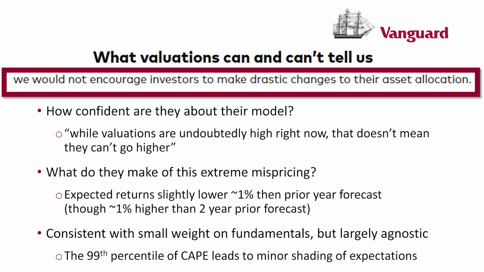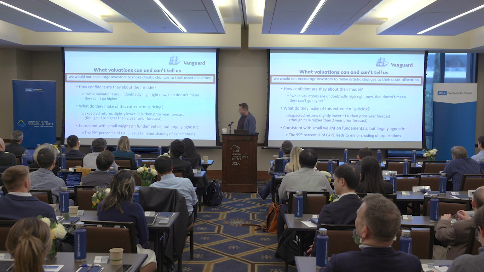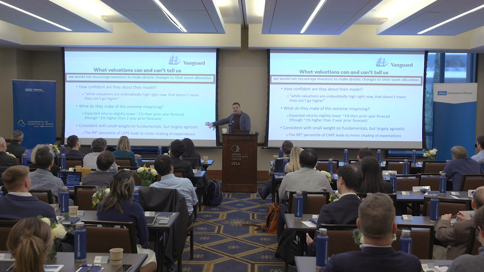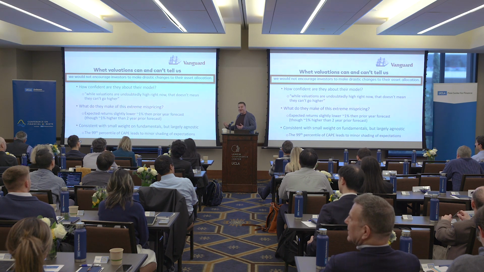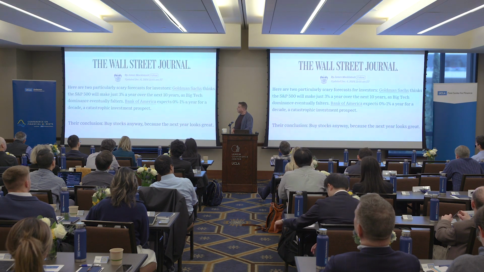What do they make of the extreme mispricing? Well, they shifted their return expectations down by about 1%. They'd shifted it up 2% the year before, so very in line with recent years. So this is consistent with there being some weight on fundamentals, some variation in returns, but being pretty agnostic, even in a world where they think their model says the market is way overvalued.